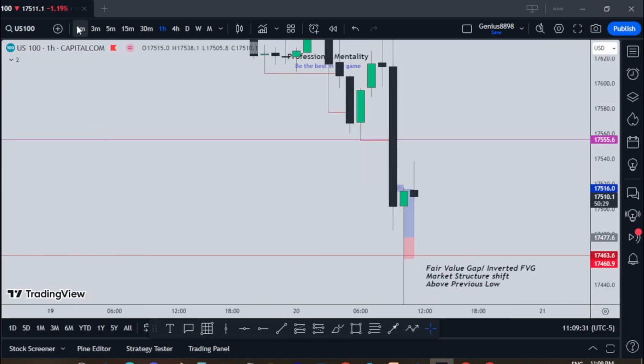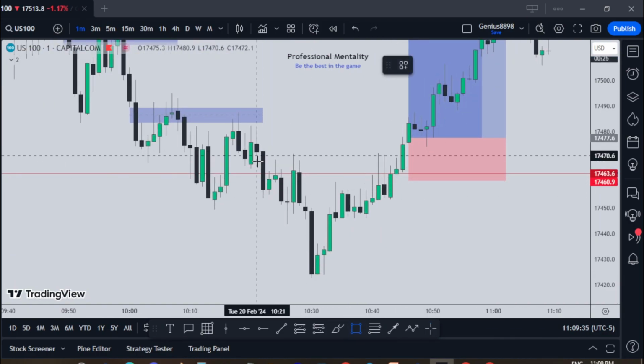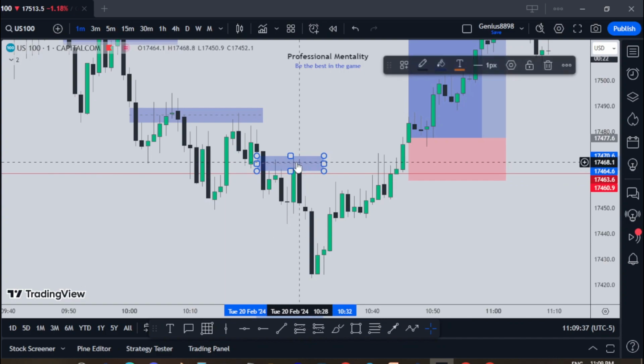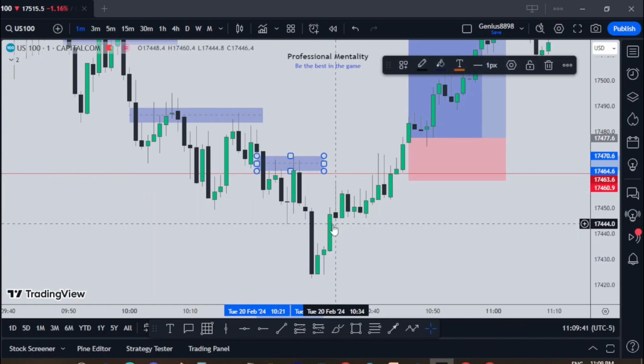Okay, so here we have a really simple fair value gap as well, right? Price goes to the downside, and here we have a fair value gap as well, and also here.